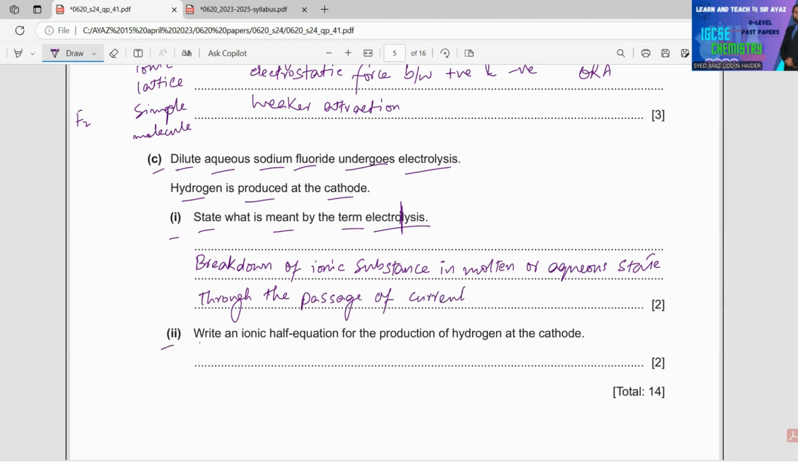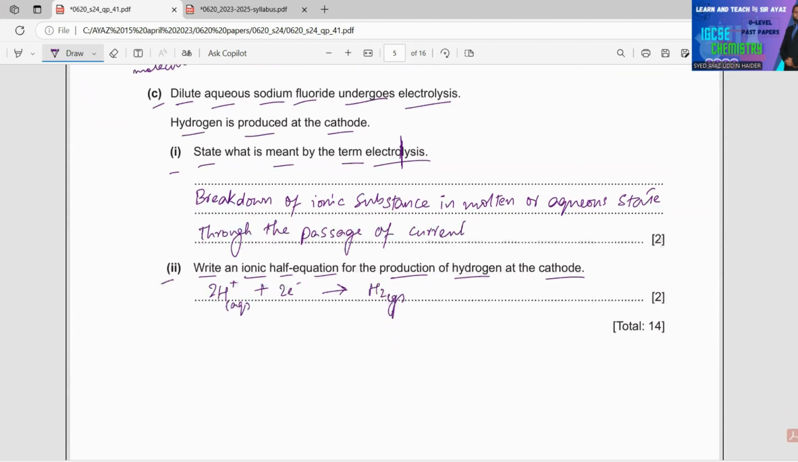Now part 2, write an ionic half equation for the production of hydrogen at the cathode. You have one common reaction, the formation of hydrogen gas at the cathode. It involves reduction. It's gaining 2 electrons by hydrogen ion, which is a positive ion here. So you'll get hydrogen gas. I'm going to show the state symbols also. Hydrogen ion must be aqueous and hydrogen gas G.